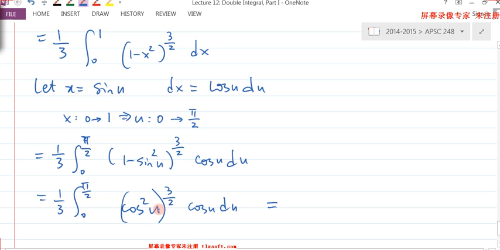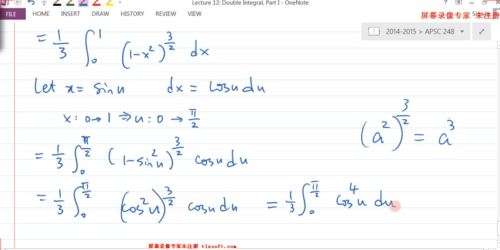Cosine squared to the power of 3 over 2. So a squared to the power of 3 over 2 equals a root 2? No, cube, right? Cosine cube, cosine cube times cosine u, cosine u to the power of 4 du. Okay, that looks pretty simple.